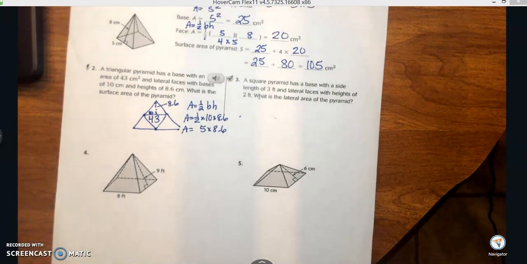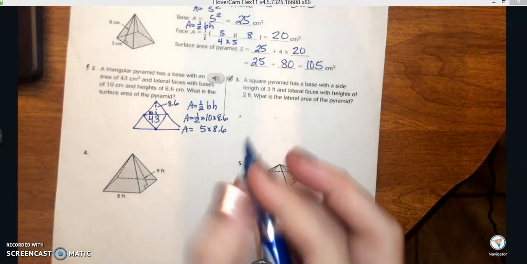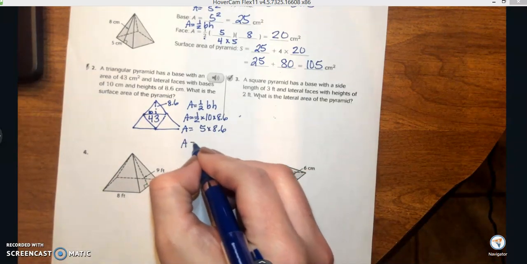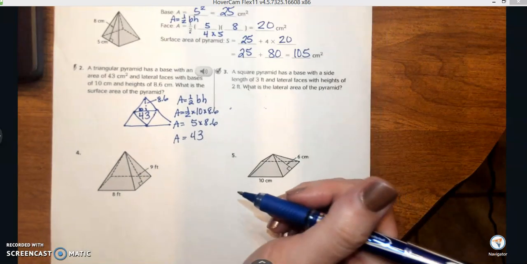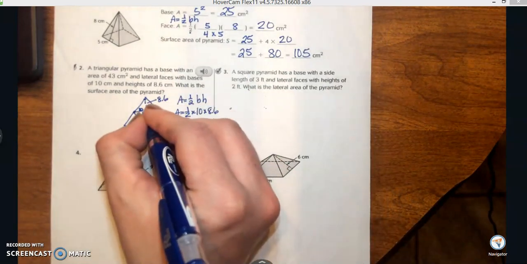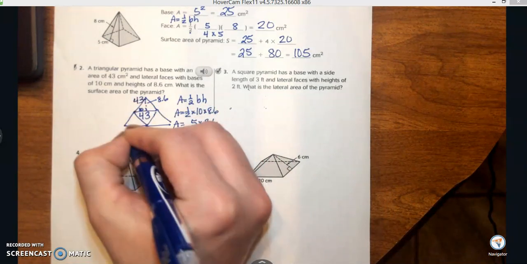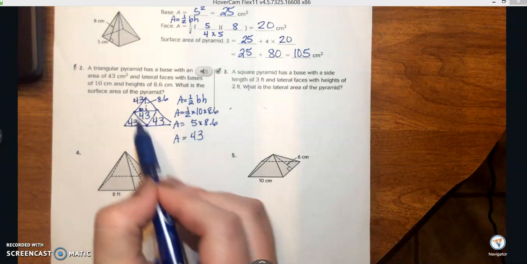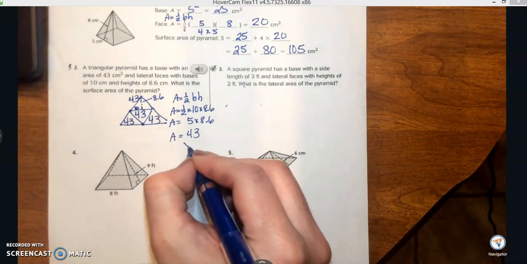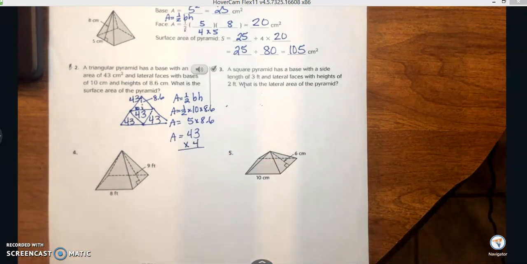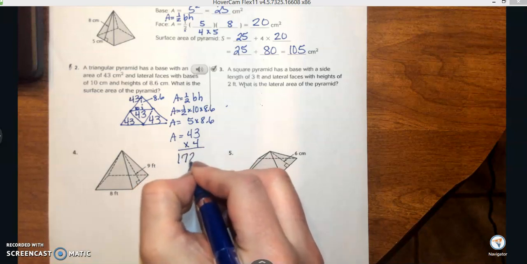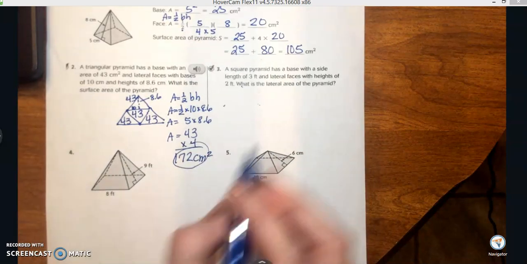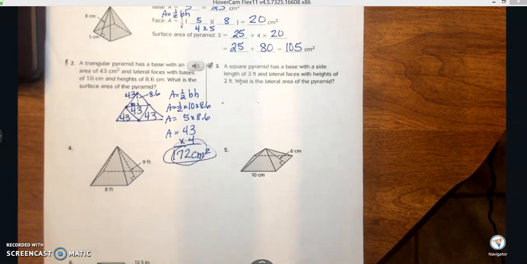And 5 times 8.6 is 43. So that means that this one's also 43, this one's 43, and this is 43. So since all four have an area of 43, we'll just take 43 and multiply by 4 to get 172, and that would be centimeters squared. Didn't circle that very good. There we go.